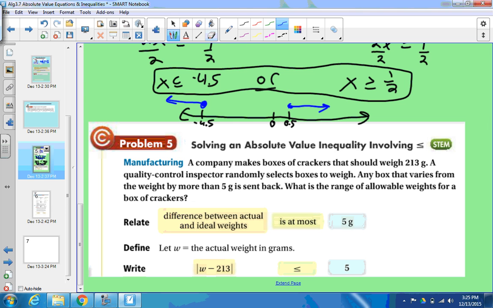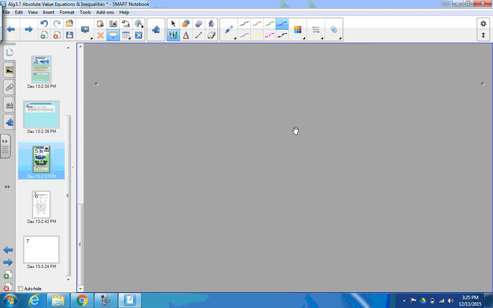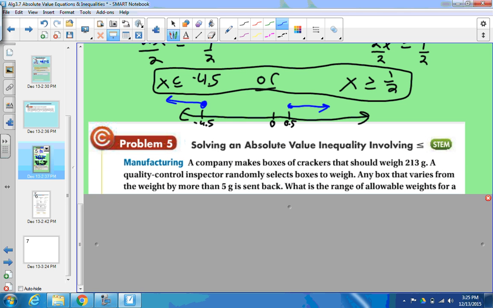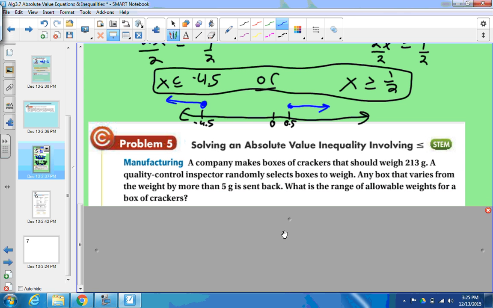Now, one more situation that might happen. You might end up with a word problem. So, this word problem says, a company makes boxes of crackers that should weigh 213 grams. A quality control inspector randomly selects boxes to weigh. Any box that varies from the weight by more than 5 grams is sent back. What is the range of allowable weights for the box of crackers?